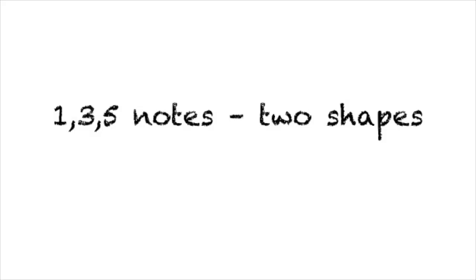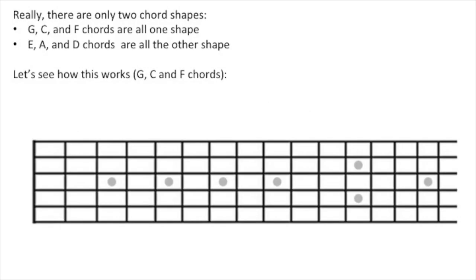When we're soloing, it's very useful to know where the 1-3-5 notes are in the various chords of the song. Luckily, if we understand one little trick, everything falls nicely into place. Here's the trick. There are only 2 shapes that are used to make the A, C, D, E, F and G chords. G, C and F use one shape, and E, A and D use the other shape.